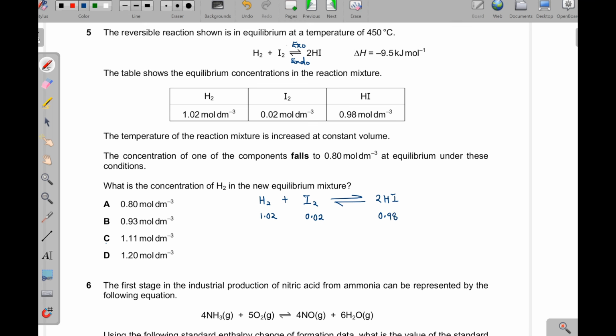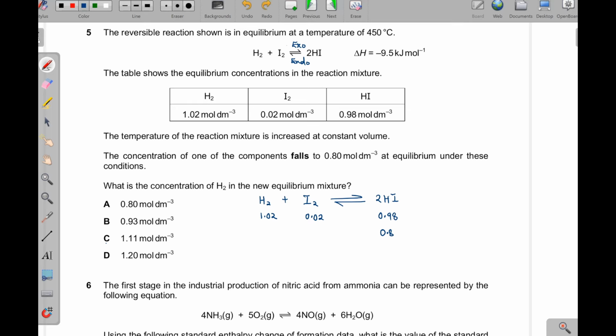Now, after increasing the temperature, they are saying that the concentration of one of the components falls to this. Which one do you think is going to fall? It has to be the concentration of hydrogen iodide. Remember, the equilibrium has shifted to the left, to the endothermic reaction side. So that means this one is going to fall. It is the one that goes to 0.8 moles.